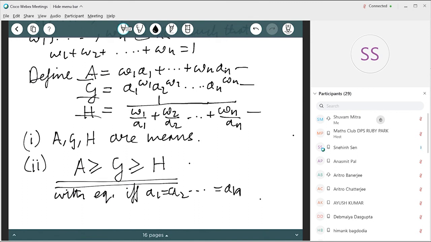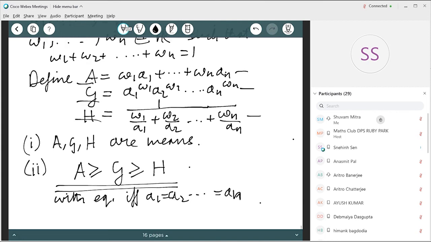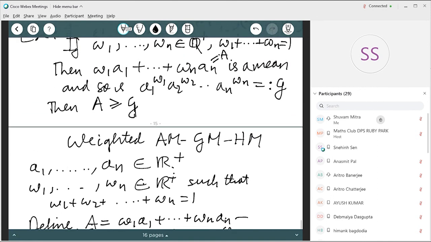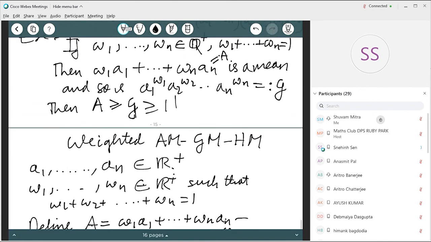I request you to go through all this once again, whatever we did, like how we motivated this stuff. And maybe once you know what this H, harmonic mean, is, you can try to prove this as well. Even in this case, define H for the rational case and prove that A is greater than or equal to G, which is greater than or equal to H.